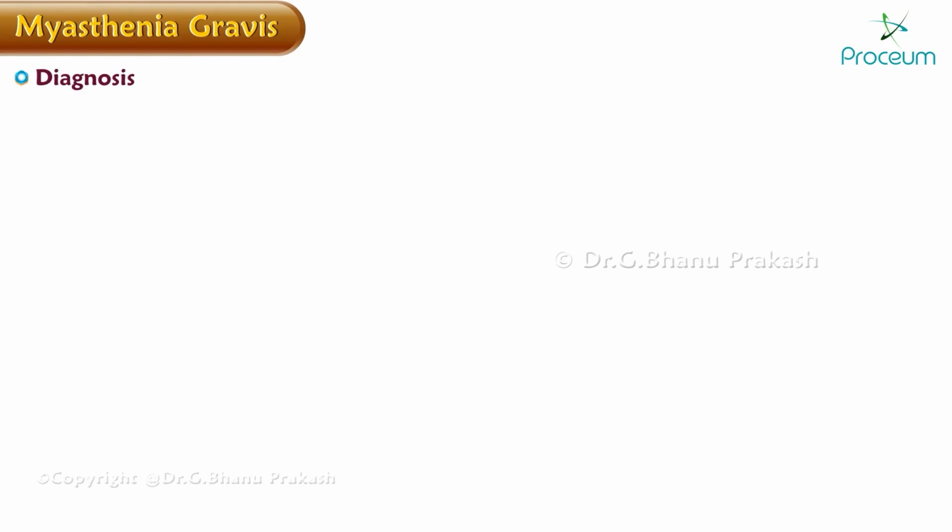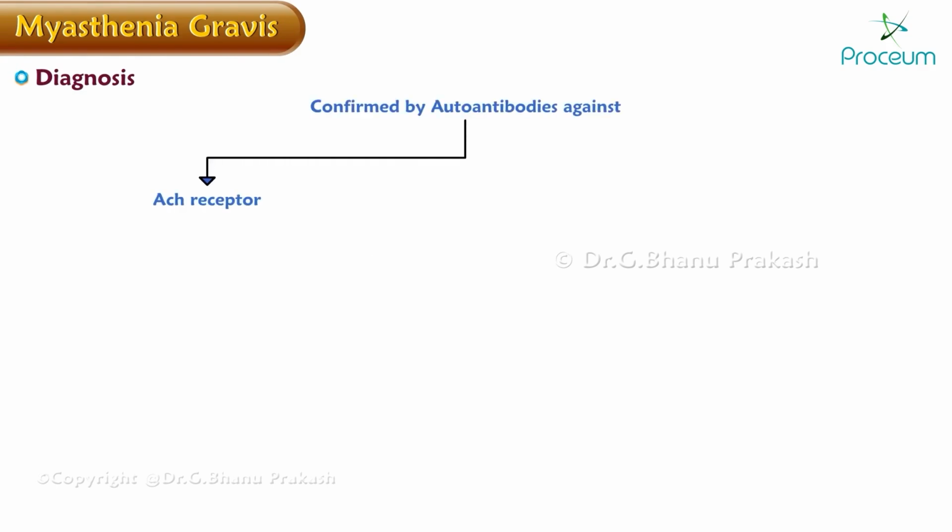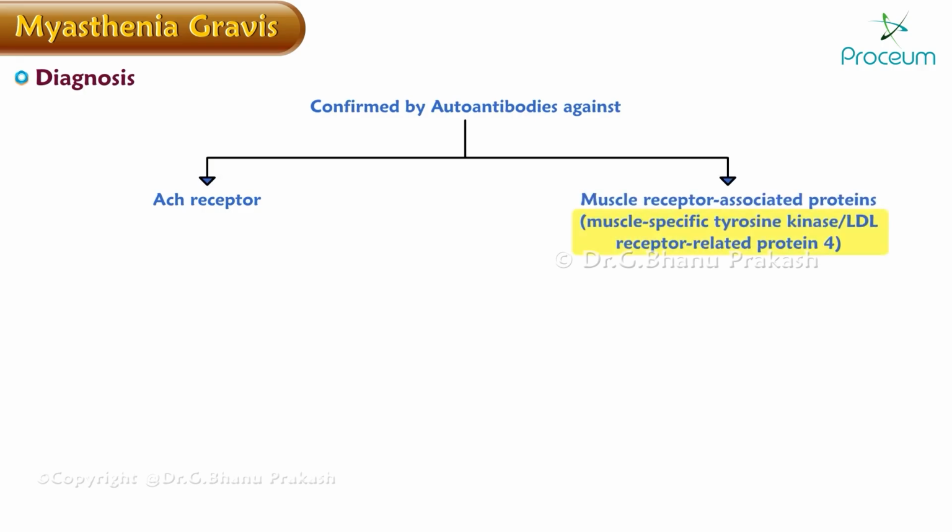Diagnosis. For most patients with clinical features of myasthenia gravis, the diagnosis may be confirmed by the presence of autoantibodies against the acetylcholine receptor or against other muscle receptor-associated proteins, for example, muscle-specific tyrosine kinase or low-density lipoprotein receptor-related protein 4.